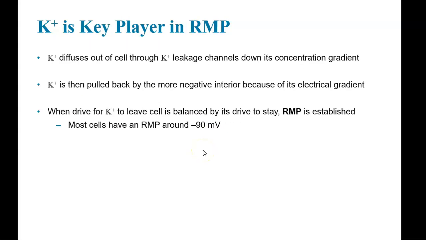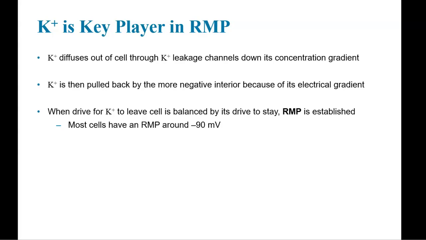The way this starts is by potassium diffusing out of the cell through potassium leakage channels, moving down its concentration gradient. Then potassium is going to be pulled back in, because since it's a positive molecule, when it leaves the cell, it's going to make it more negative. So potassium is going to leave the cell. That's going to make the inside of the membrane more negative. And then eventually potassium will be pulled back in by the more negative interior.